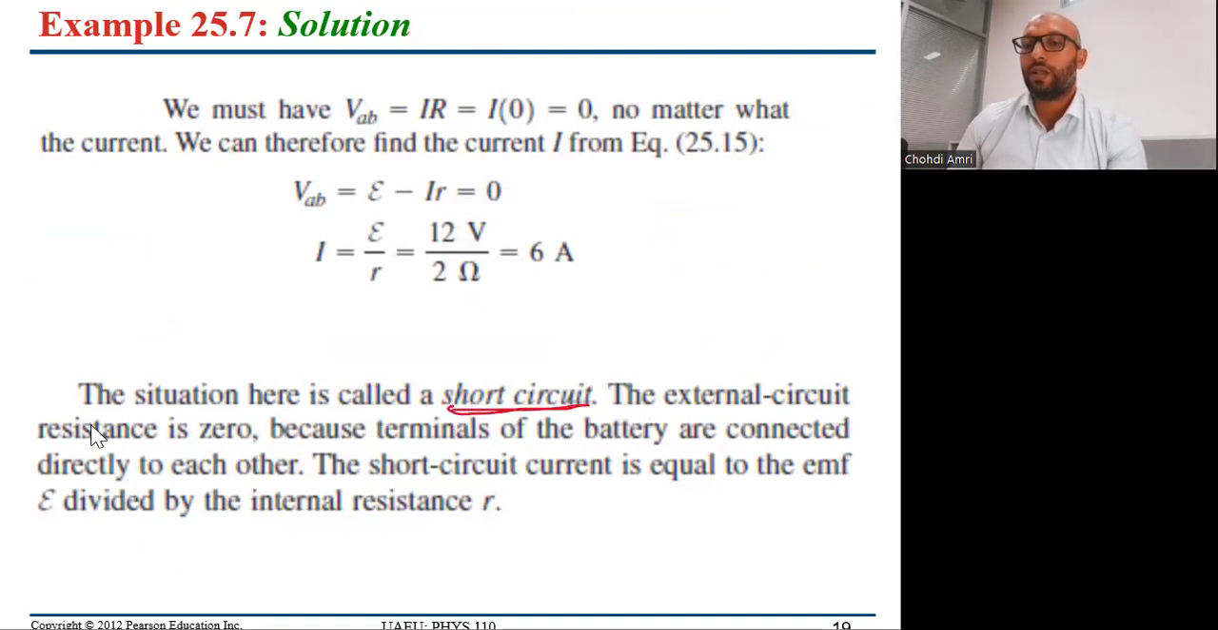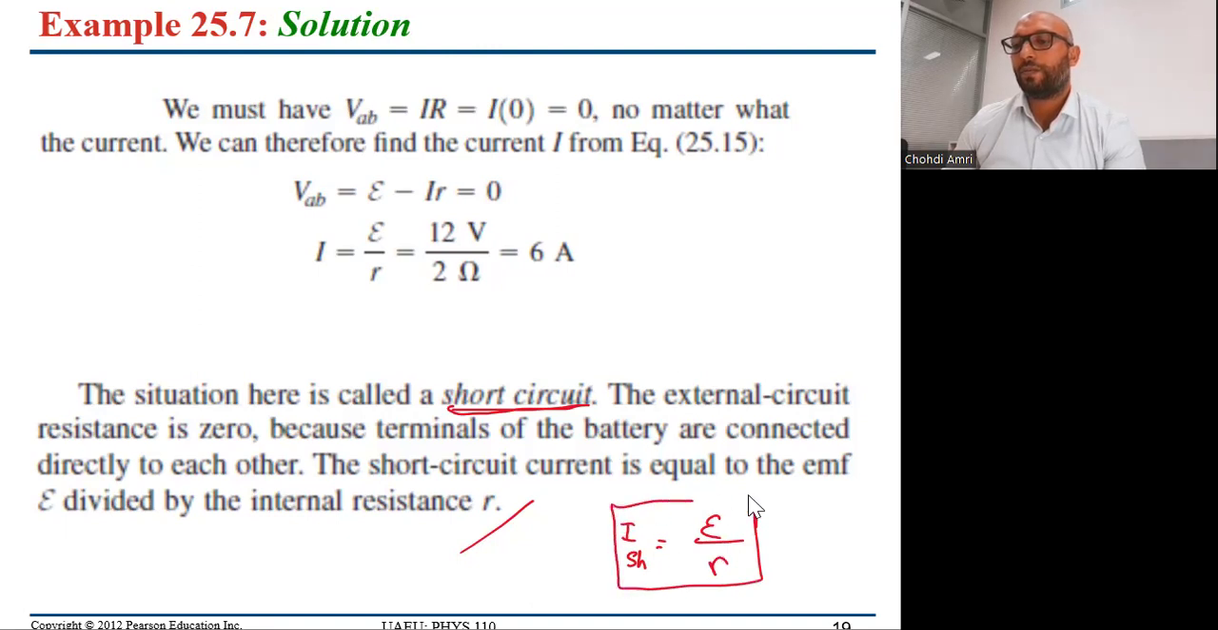The external circuit resistance is 0 because the terminals of the battery are connected directly to each other. The short circuit current is equal to the electromotive force divided by the internal resistance. Okay, so this is the short circuit current, the electromotive force of the battery divided by the internal resistance, and we are done.